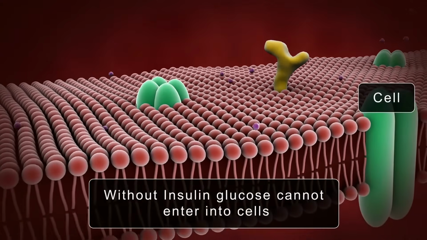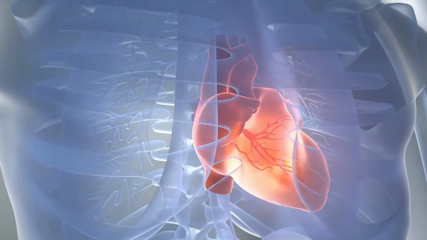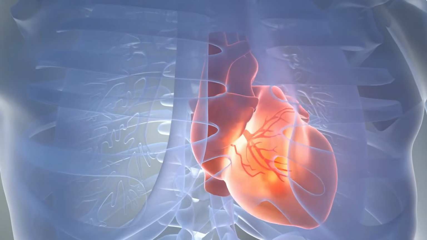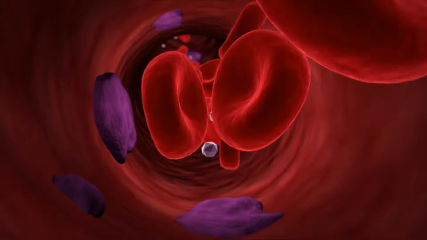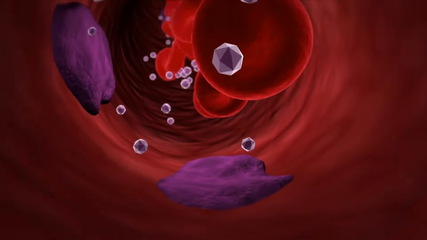When sugar stays high for too long, it can slowly damage your eyes, kidneys, nerves, heart, and many other parts of the body. That's why doctors take diabetes so seriously. It's not just about sugar, it's about protecting the whole body from long-term harm.